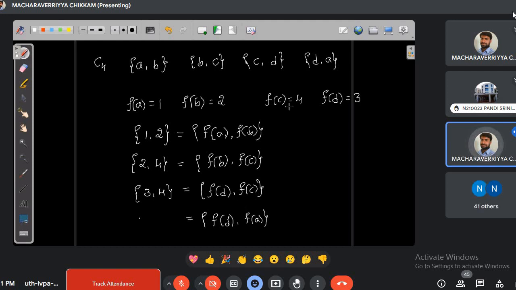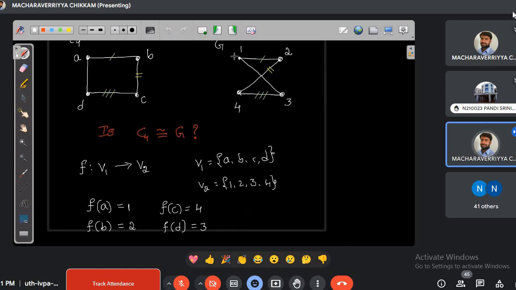What is f of D? F of D is 3 and f of A is 1. So do we have this edge 3 comma 1? Let me see. Yeah, 3 and 1 are connected here. So this is related to the A and D, and the corresponding edge is here.